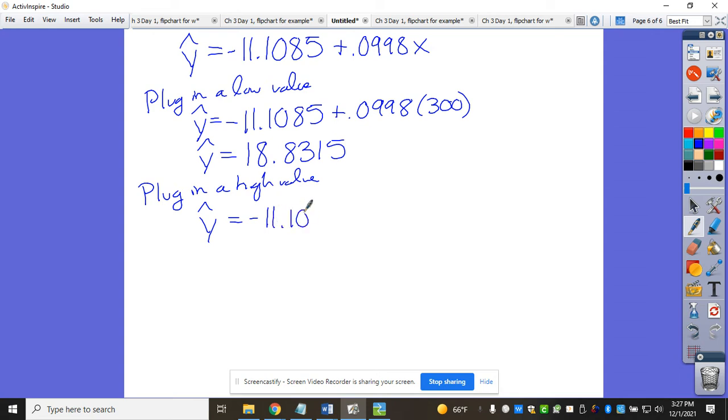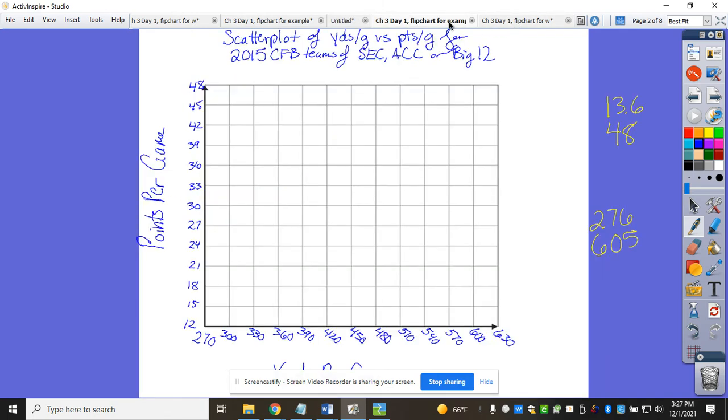So same thing, but I'm plugging in a number on the right side that's on my graph. So I chose 600, and we get a y hat value of 48.7715. All right, so I am going to put those on this graph.